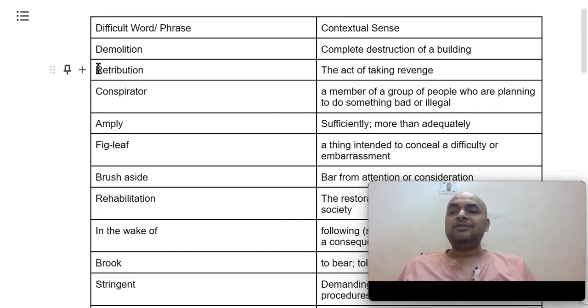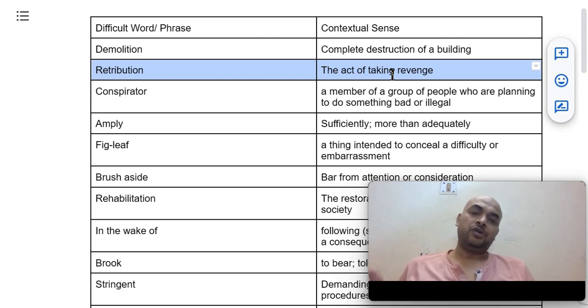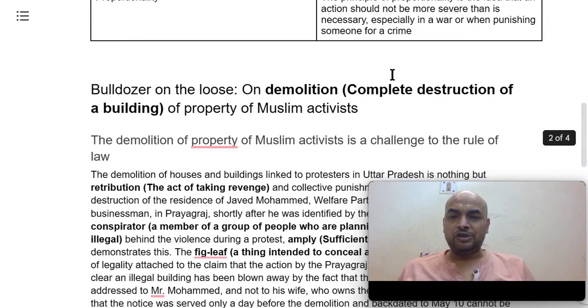Okay, then the next word is retribution. Retribution means the act of taking revenge. Okay, so बदला लेना बोलते हैं हिंदी में. All right, and let's see the contextual uses.